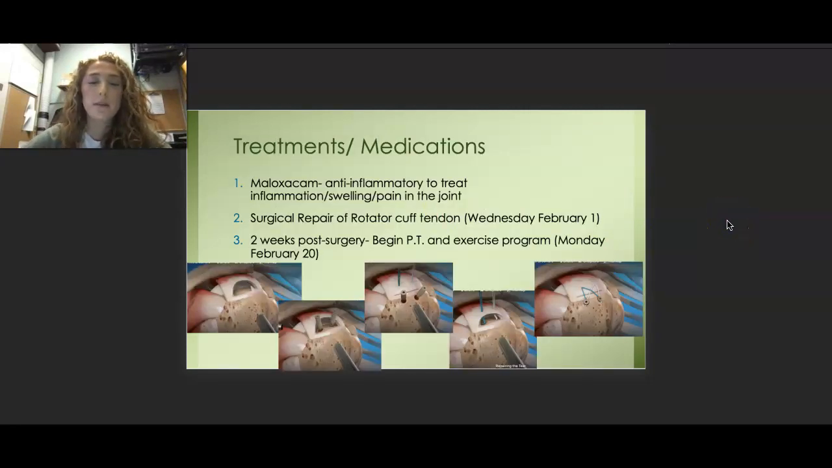So some of the treatments and medication, he's currently on meloxicam, which is an anti-inflammatory, which treats inflammation, swelling, or pain in the joint that he presented in the office with. The surgical repair of the rotator cuff tendon was done on Wednesday, February 1st. And then 2 weeks post-surgery, we're going to begin PT and an exercise program, which is Monday, February 20th.